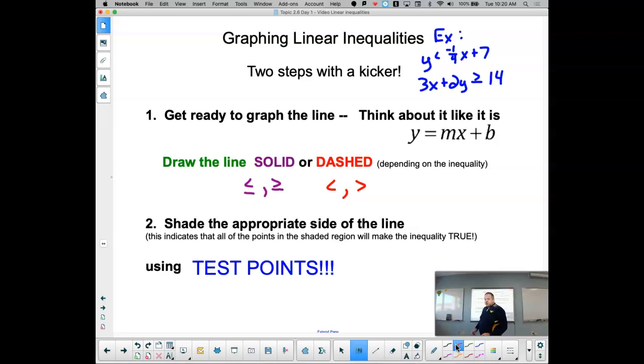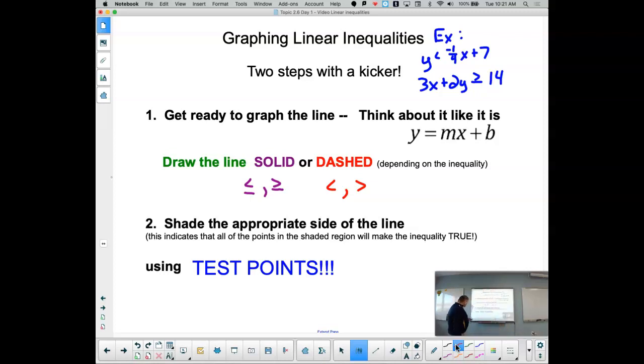and then what's going to happen is now we are going to have to shade one side of that line. And that shaded area is going to make our inequality be true on all of those shaded points. I like the test point method. It's not that difficult. We can pick any point we want as long as that point is not on the line, plug it back into our original inequality, and decide the truthiness of that point.